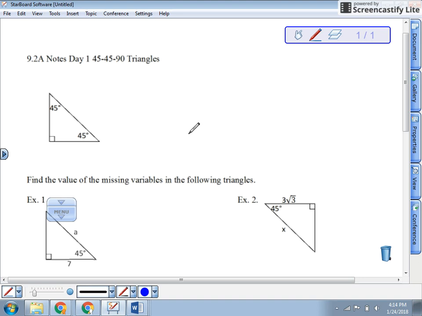Welcome to the notes on 45-45-90 triangles. And really, I should put right triangles. So let's take a look at this first picture. There's our right angle. Notice the angles are the same, 45 and 45 degrees.